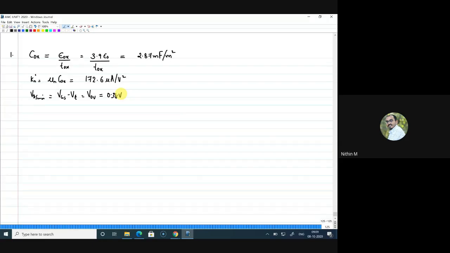Now the last part is calculate RDS for small values of VDS. Now you are asked to calculate RDS for small values of VDS. So what is the meaning of that? Calculating RDS for small values of VDS. What is the meaning? Okay, can I ask this question to someone?